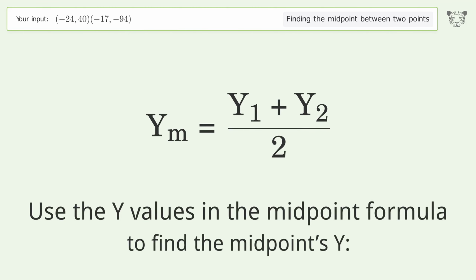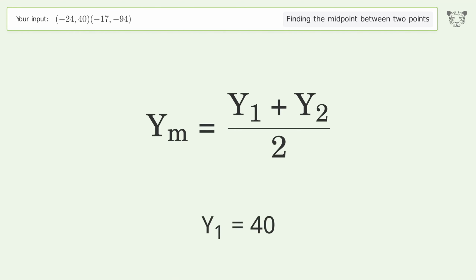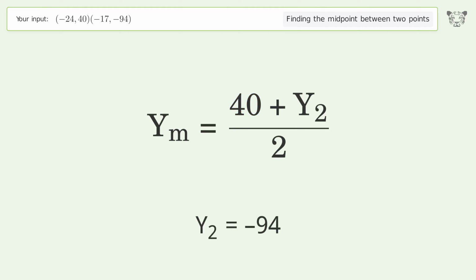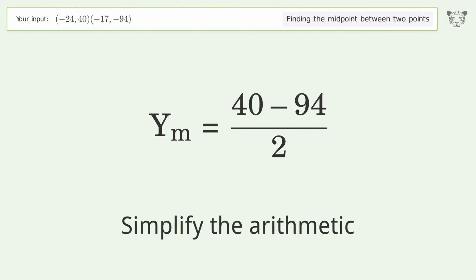Use the y values in the midpoint formula to find the midpoints y. y1 equals 40. y2 equals -94. Simplify the arithmetic.